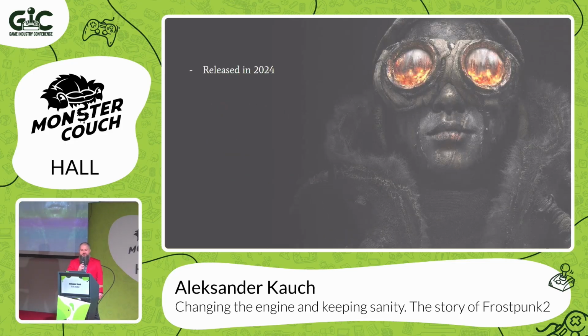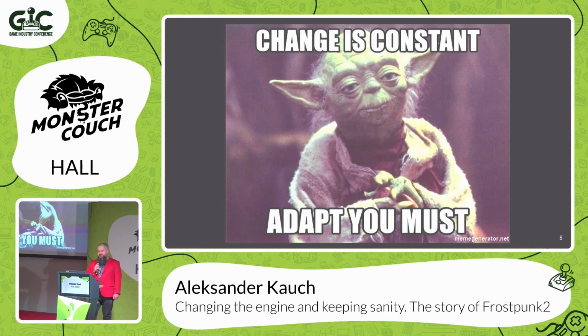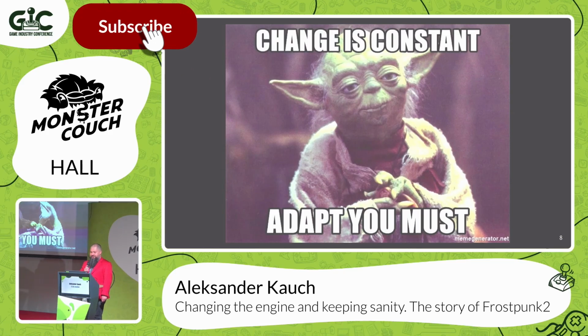Frostpunk 2 was released this year. It was made using Unreal Engine version 5.2. It was made by roughly 80 people, so double the numbers. And it took us 5 years of development. And there was a lot of changes during the production of Frostpunk 2. And the whole point is that change is constant and you must adapt to it and inherit it. But you need to make a game in the process and release it.